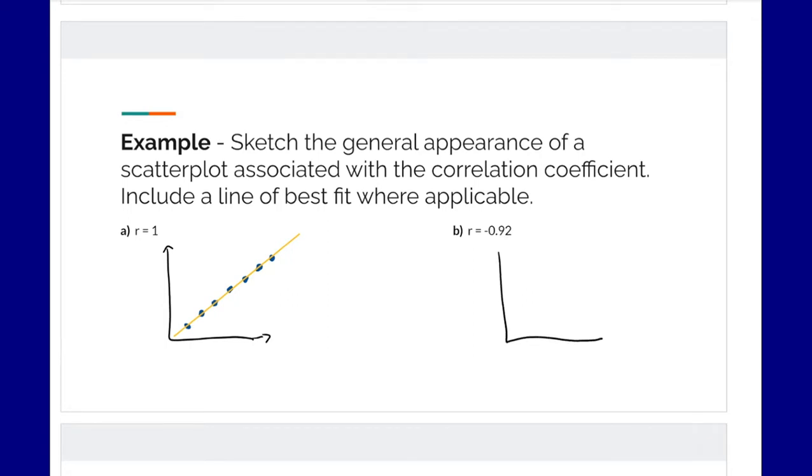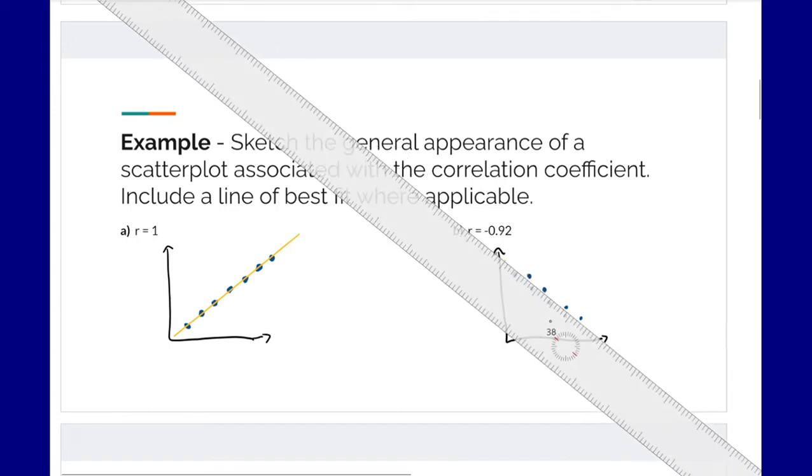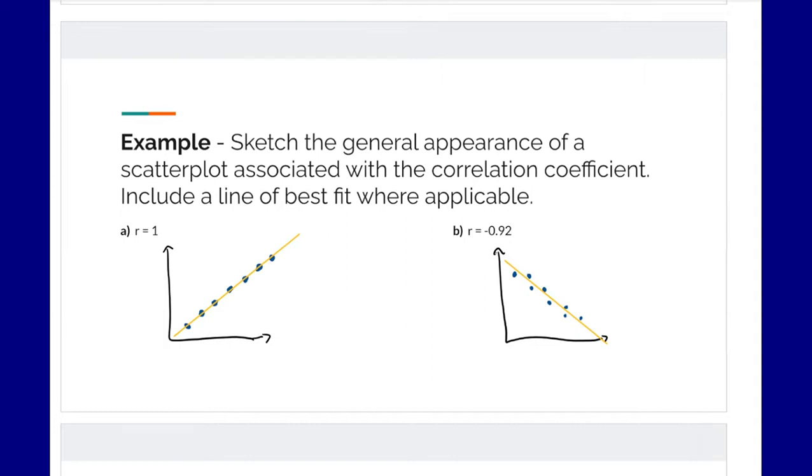R is equal to -0.92. So this is almost perfect, but it's going in the negatives. Almost perfect means that as one increases, the other decreases. So that might be something like this, where the points don't form an exact straight line. However, if I do my line of best fit, they're very, very close to that line. They're very close to following that trend. So there's a very strong relationship, or a very, very strong fit between the points and our line.